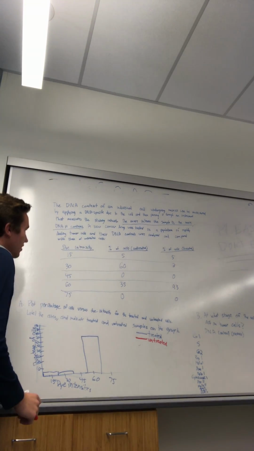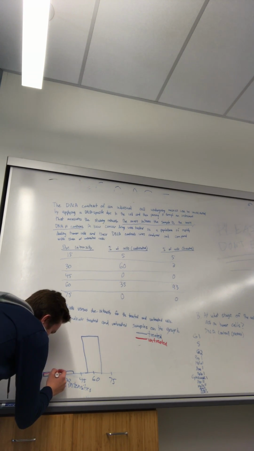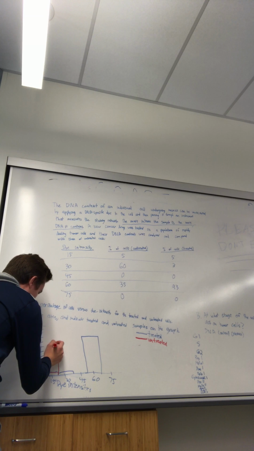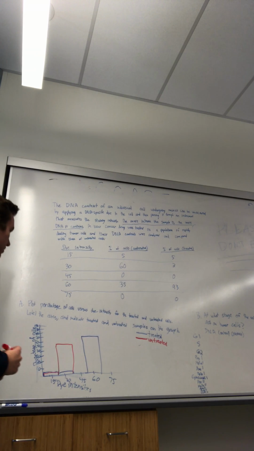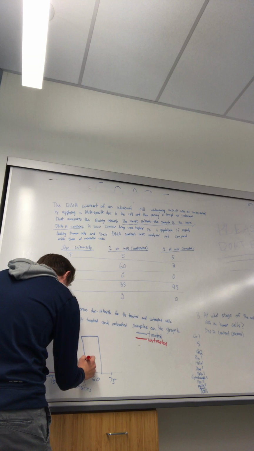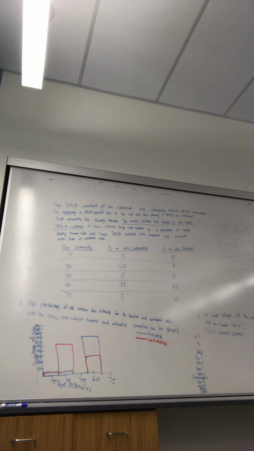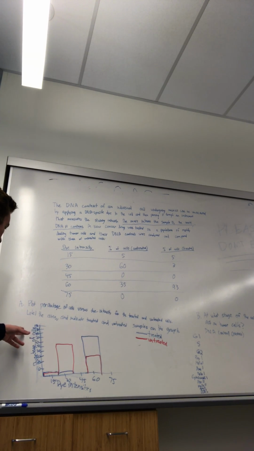For untreated, again, we're going to start off with 5% at 15. 30 has 60%. 45 is going to have nothing again. 60 is going to have 35%. 75 is going to have 0. So basically that's the graph showing dye intensities with the percentage of cells in those stages.